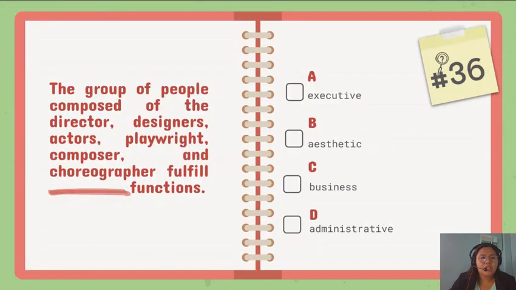Number 36. The group of people composed of the director, designers, actors, playwright, composer, and choreographer fulfill blank functions. A. Executive. B. Aesthetic. C. Business. Or D. Administrative. The correct answer is letter B. These people must work in coordination to bring the play to life through costumes, stage design, makeup, and props which are appropriate to the material or the play itself.